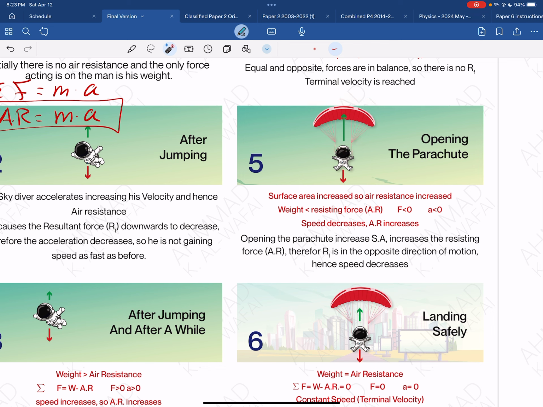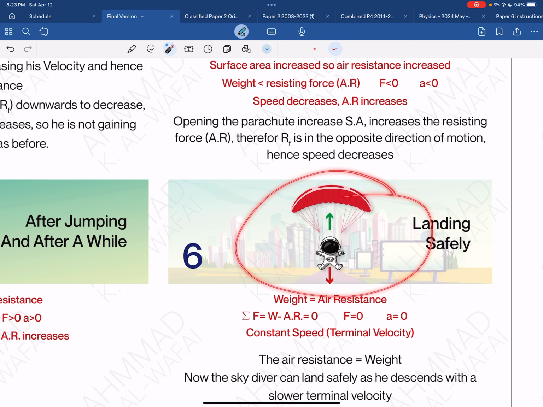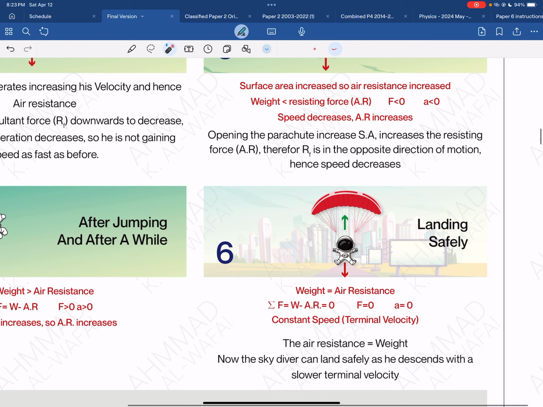So in this case, the air resistance is bigger than the weight. So he's going to decelerate. The object is going to decelerate, and his speed is going to decrease. And then it's going to balance out. So the weight is again going to balance out with the air resistance. So he's going to land safely, falling with terminal velocity. You can see how we followed those 6 steps. It's going to give you an idea.